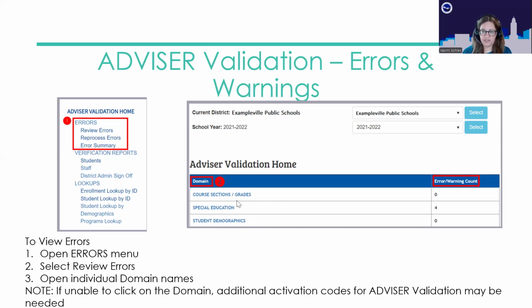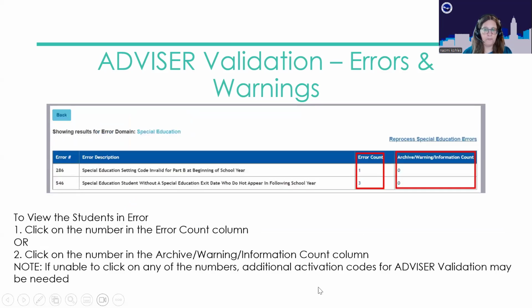Once you click through these individual domains, you'll see a screen that breaks out the errors or warnings by number. To view the students that are in error or warning, you can click on the numbers in the error count column or the numbers in the archive warning information count. And again, if any of this is black and not blue and you can't click through it, it's probably because of the activation codes and you need to add additional access to your account.